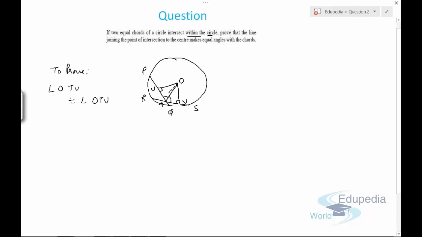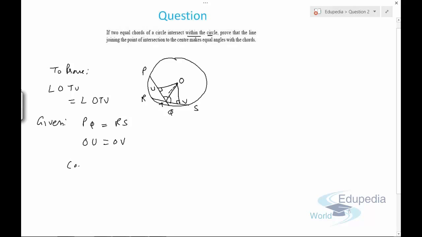So let's see how we can prove this. First we need to write the given. It's given that PQ equals RS. The chords are equal. So if the two chords are equal, they are also equidistant from the center. So we can say that OU is also equal to OV.